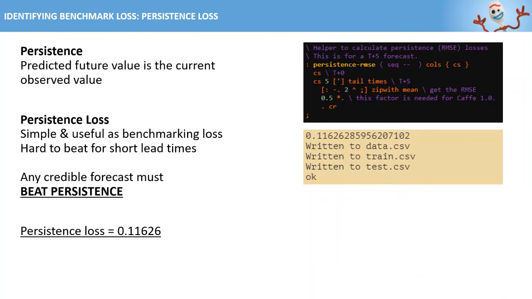Next, before sending Forky to fight, we need to know what is considered a credible forecast. A credible forecast must beat persistence. A persistence is where the predicted future value is the current observed value. The persistence loss is simple and a useful benchmarking loss as it is easy to calculate and it is hard to beat for short lead times. Here, the persistence loss is calculated to be 0.11626. This is our aim.